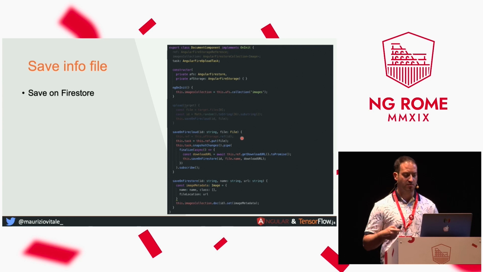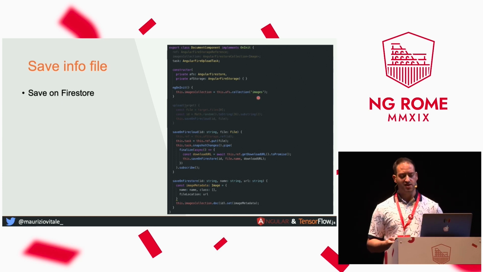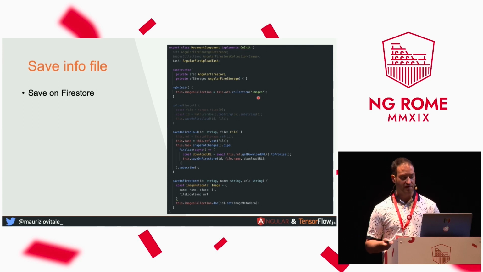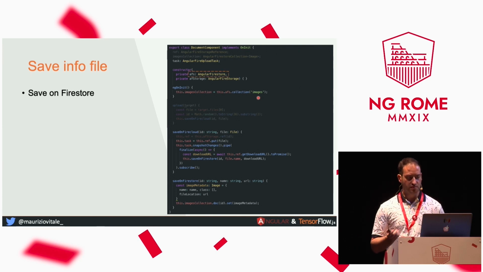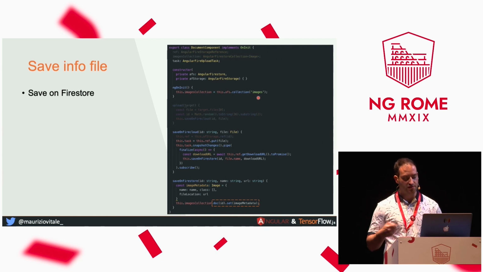So here, I'm injecting the Angular Firestore dependency. And inside the ngOnInit, I'm taking a reference of the collection called images. This is just a custom name that you can give to your collection. But once you have this reference, you can start to insert a new document.